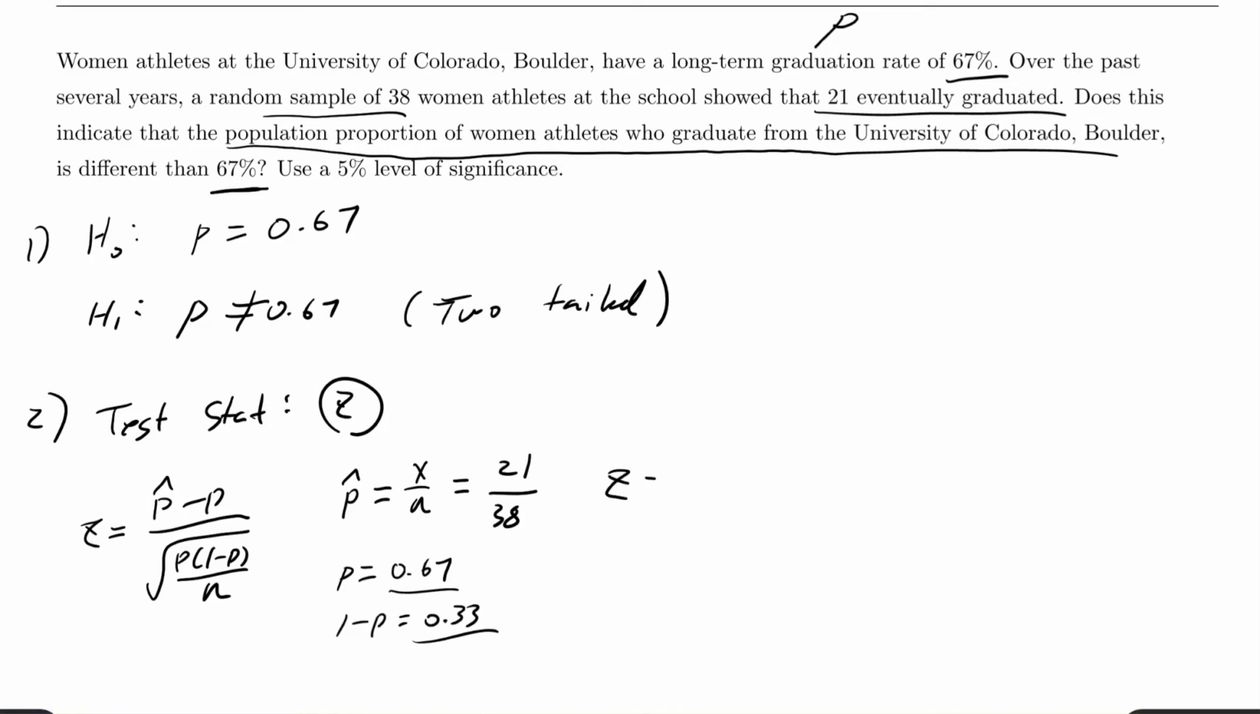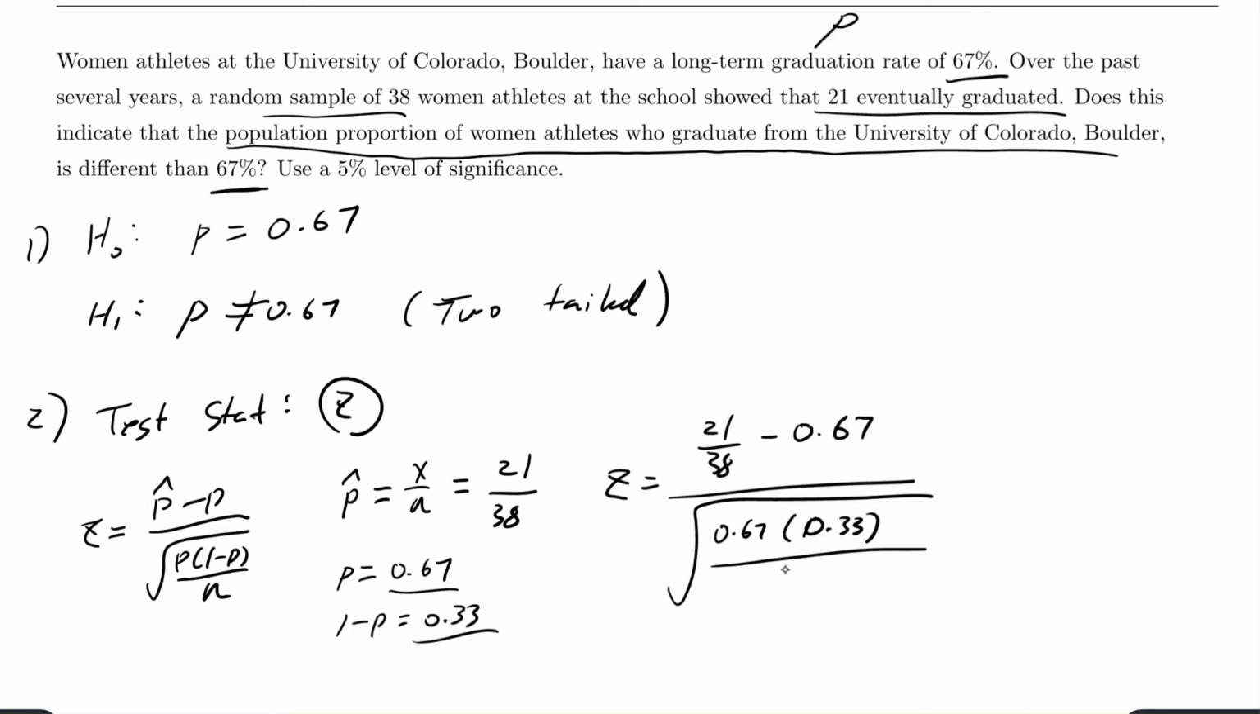So then z equals 21 over 38 minus 0.67, divided by the square root of 0.67 times, well, let's write 0.33, we already calculated, divided by the sample size, which was 38. Right? So if you calculate this, you get negative 1.54. We round to 2 decimals.